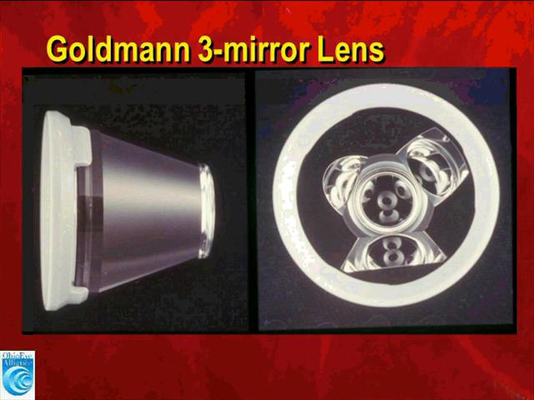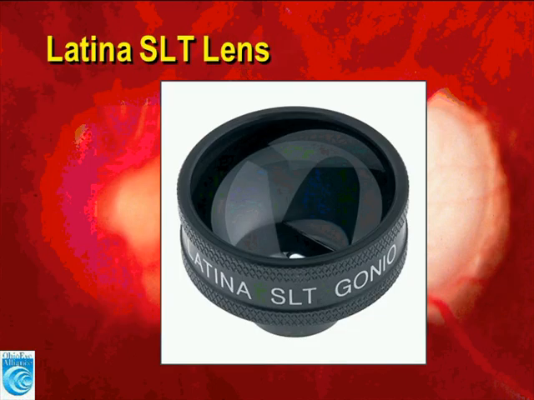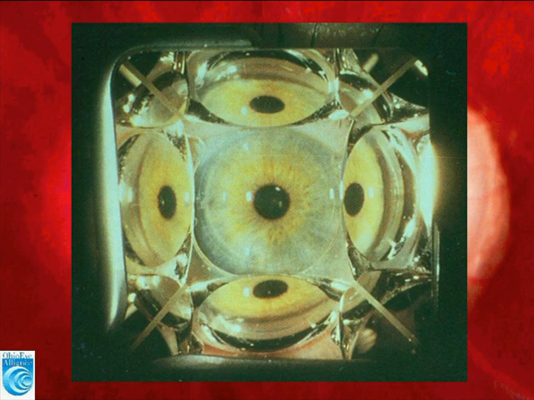A Goldmann 3-mirror lens is commonly available with or without a flange. This is a Ritch trabeculoplasty lens used by many for argon laser trabeculoplasty. An SLT lens designed by Mark Latina for selective laser trabeculoplasty. A Zeiss 4-mirror lens. These are not commonly available anymore. With this lens and very low magnification, we can sometimes see all 4 aspects of the angle with one view.